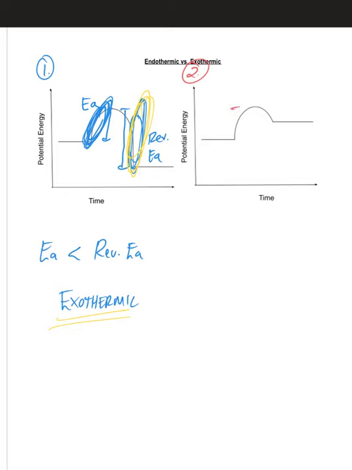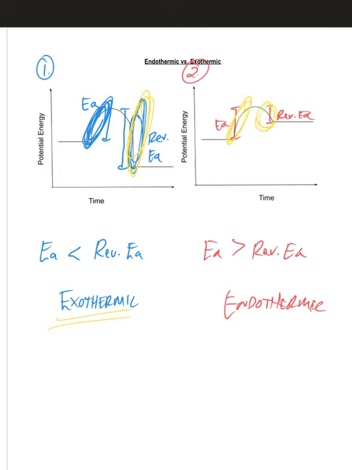On the other hand, here is our activation energy of our other reaction. This is the reverse activation energy, and this time the activation energy is greater than the reverse activation energy. Therefore, it would be an endothermic reaction. It's another way of showing if it's endo or exothermic. This is how much energy is absorbed. This is how much energy is released. More energy is absorbed, therefore it's an endothermic reaction.